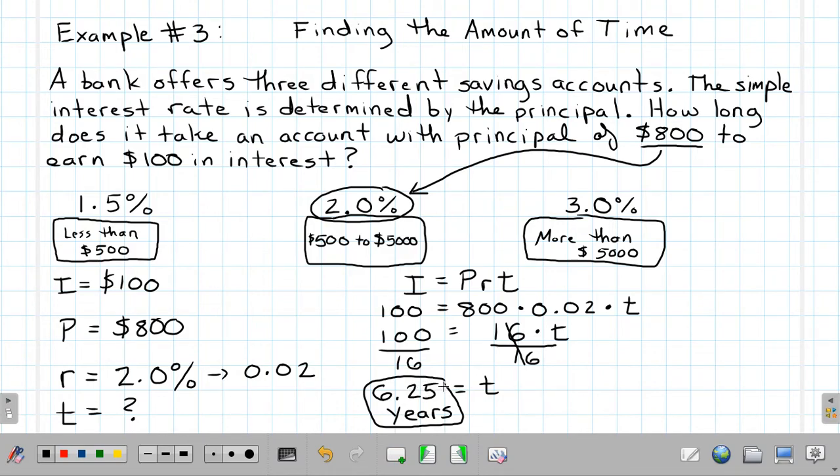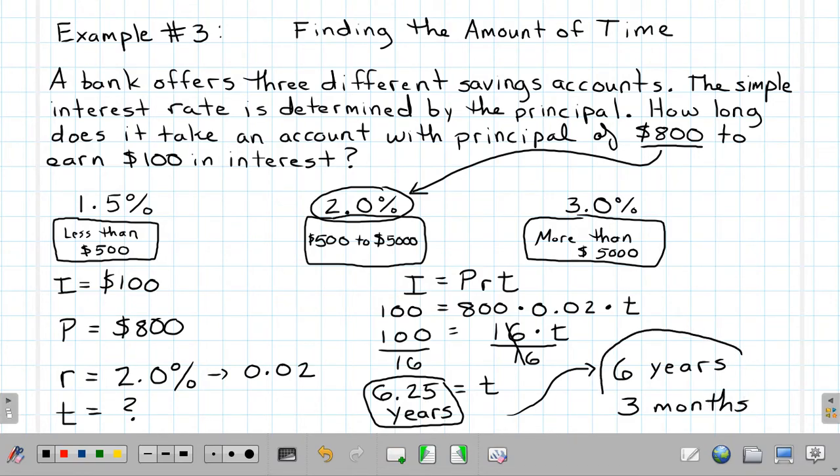Now, normally when we talk about years, we don't talk about halves of years or 0.25s of years. So what this would be, and this goes into what we're going to talk about in an example in just a few minutes and at the very end of the video, is if we have 6.25 years, well, that's 6 years and 0.25 years. Well, how much is 0.25 of a year? Well, that's a fourth of a year. So what happens when you want a fourth of a year? Well, how many months are in a year? Well, there's 12. 12 divided by 4 is 3 months. So this is 6 years and 3 months.